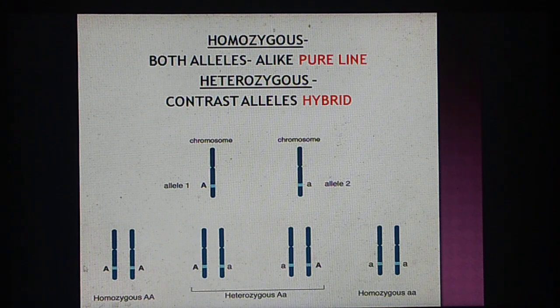So that's how we call the alleles which are similar or alike pure, or having a pure line. Same way with the small a, whereas heterozygous individuals are those which have alleles in the contrasting form, that is capital A, small a. So that is called heterozygous, capital A, small a.